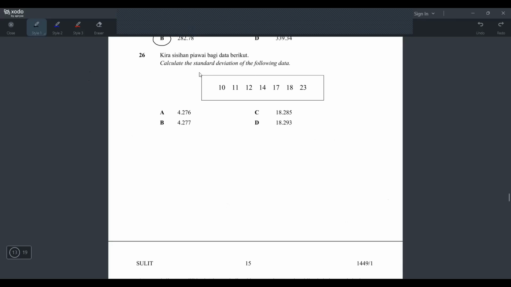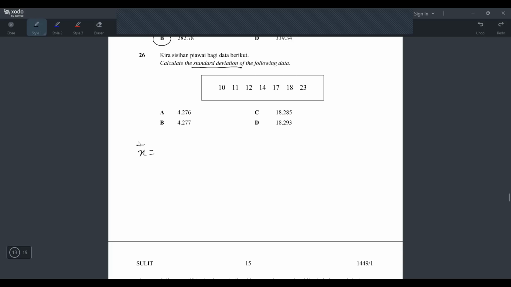Let's continue. 26, calculate the standard deviation of the following data. This is measures of dispersion, but this is ungrouped data. So for ungrouped data, you don't have to find the midpoint. But if it is grouped data, dia ada bagi kelas, you kena cari midpoint. And by the way, before finding standard deviation, you have to find the mean first.